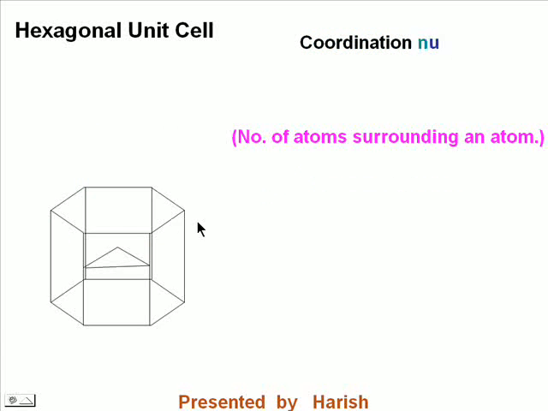Coordination number. Coordination number is the number of atoms surrounding a particular atom. So you have to select one particular atom here. I'll take this black sphere which is at the center of a face of this hexagonal unit cell. So this is surrounded by 6 red spheres which are at the corners of this particular face.